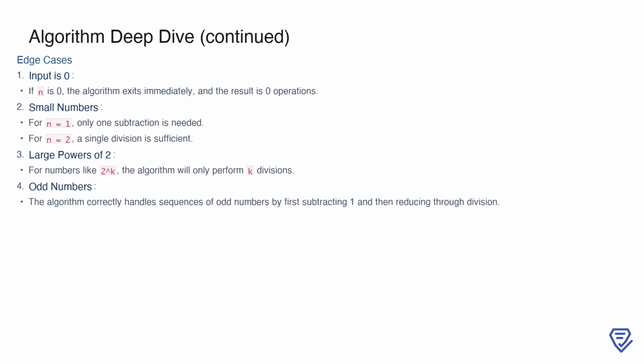First, if the input n is 0, the algorithm immediately exits, returning 0 operations because no steps are needed. For very small numbers, such as n equals 1, only one subtraction is required, while for n equals 2, a single division suffices. Larger numbers that are powers of 2, such as 2^k, are especially efficient to reduce, requiring exactly k divisions. For odd numbers, the algorithm handles them correctly by first subtracting 1 to make them even and then reducing them further through division. These edge cases highlight the robustness of the approach across a wide range of inputs.